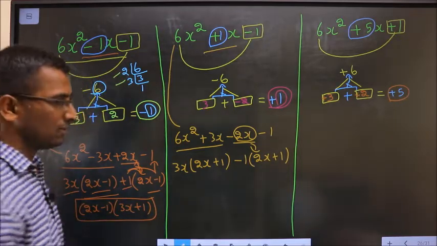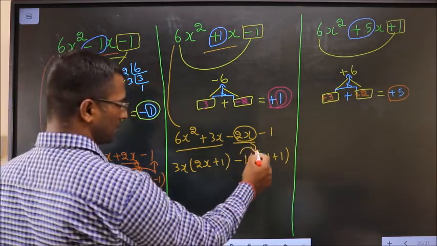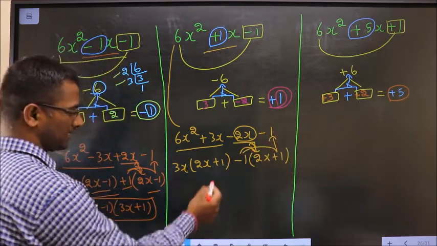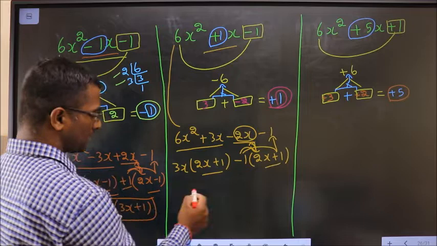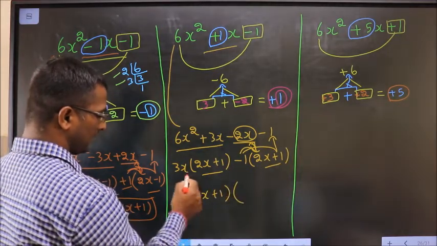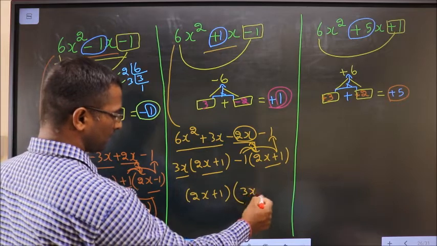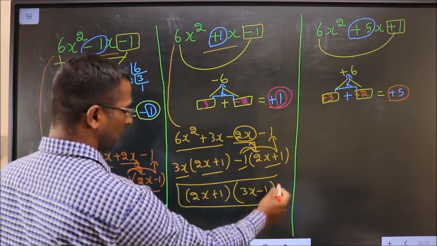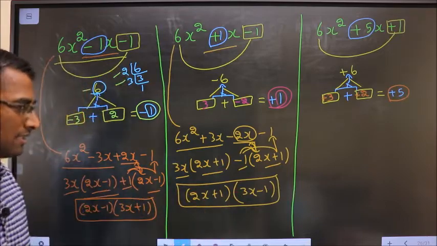In case of doubt, multiply and see. You should get the same result. Okay, next. Take 2x + 1 common. So here left with 3x and here left with −1. Thus we have factorized and this is the answer.